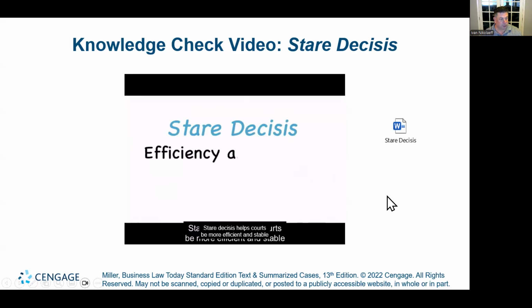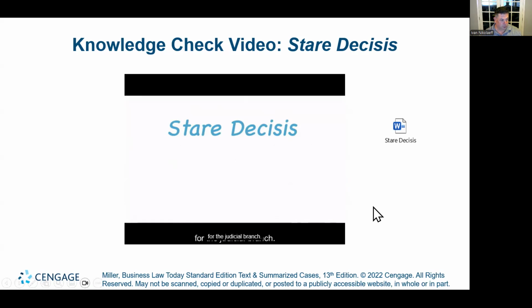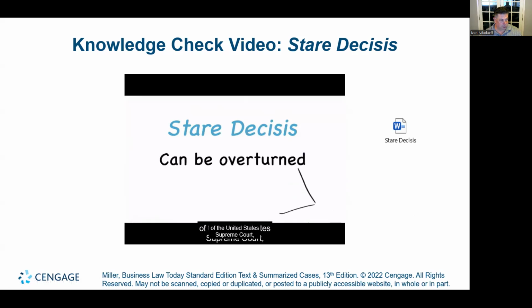Stare decisis helps courts be more efficient and stable because having precedent saves time and creates predictable legal outcomes. However, keep in mind that stare decisis is for the judicial branch. It can be overruled by a later decision of the United States Supreme Court, or perhaps by the legislative branch with a constitutional amendment, or even a new congressional law.